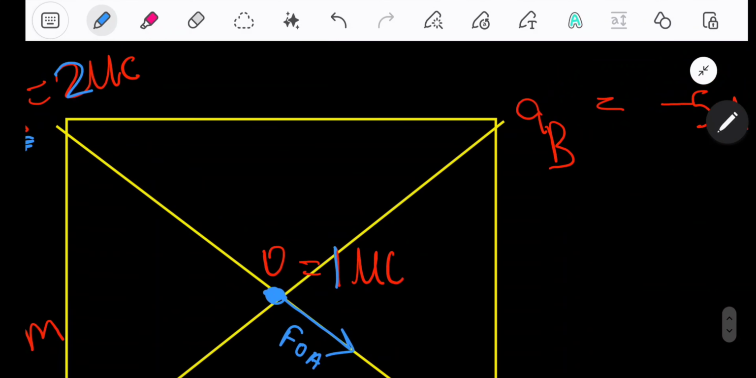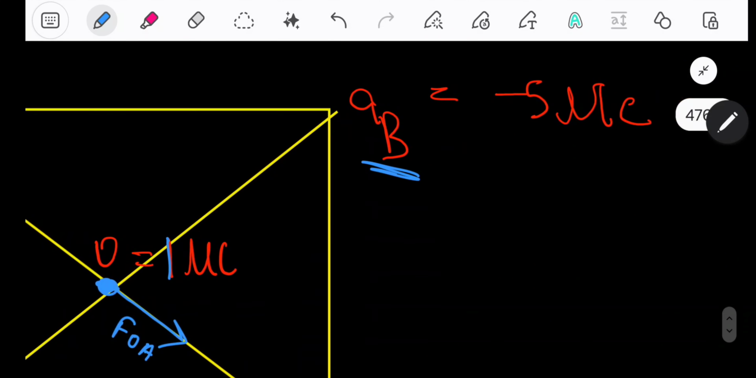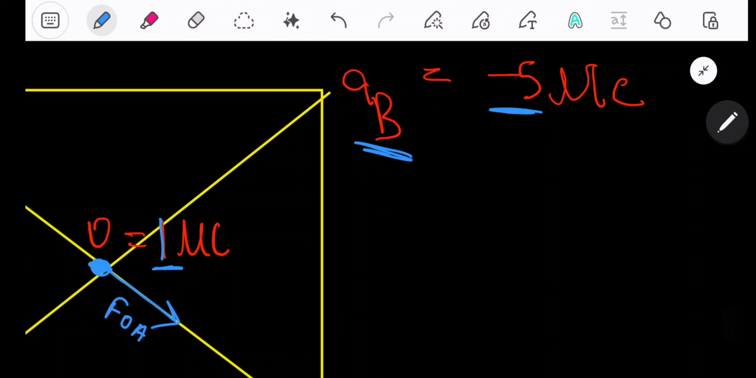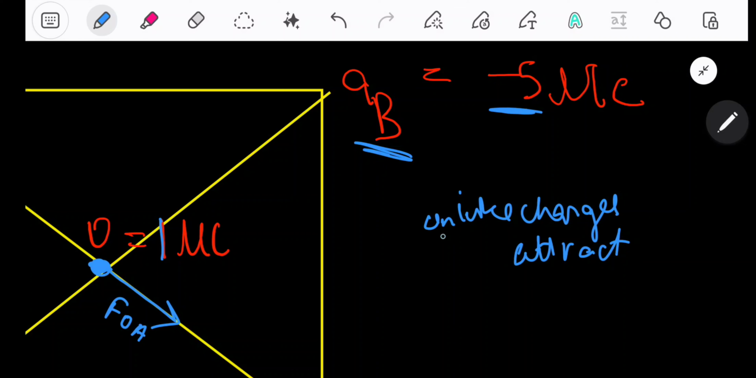Alright. Next we move on to B. So let's look at B and O. It's -5 and this is 1. So we have unlike charges. Unlike charges will attract. So what will happen? It will attract. But right now we're looking at the force on O.